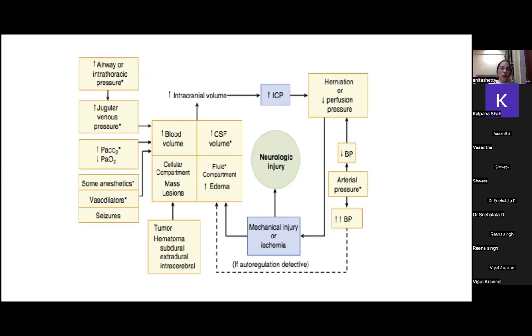If there is a mass lesion like a tumor or hematoma, again there can be an increase in the intracranial pressure. The increase in fluid compartment can be due to edema, or if there is an increase in CSF volume, like in patients with hydrocephalus.